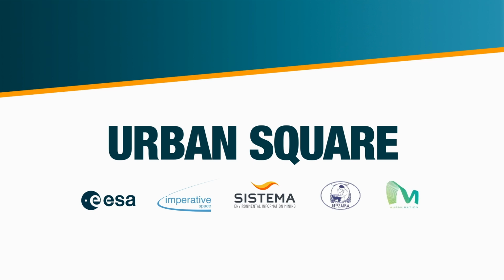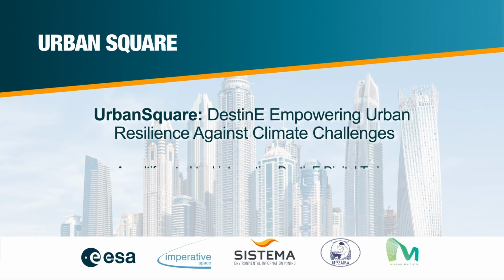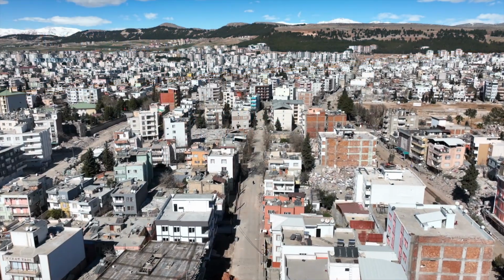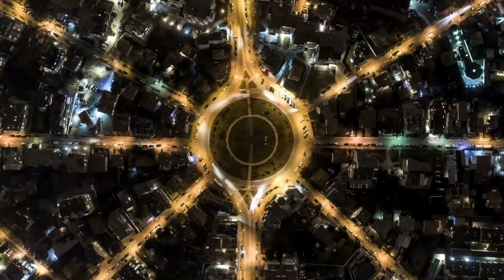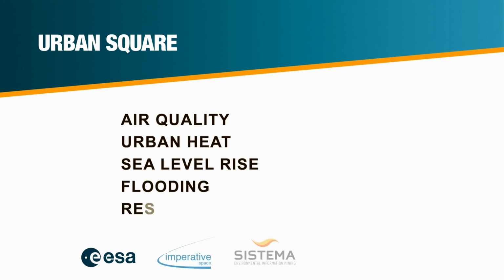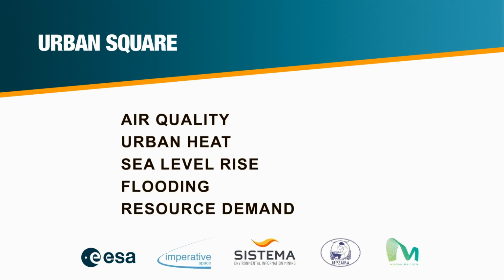UrbanSquare is an innovative tool that leverages the capabilities of Destination Earth to empower urban planners and decision makers in addressing climate-related challenges. The UrbanSquare tool comprises key components, each addressing a critical aspect of urban climate risk: air quality, urban heat, sea level rise, flooding, and resource demands.